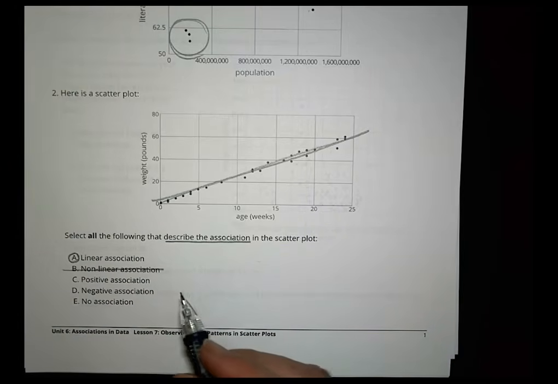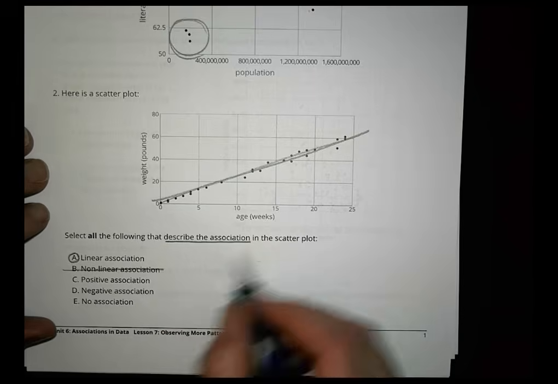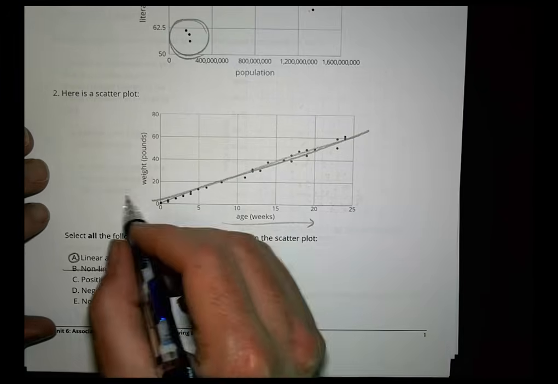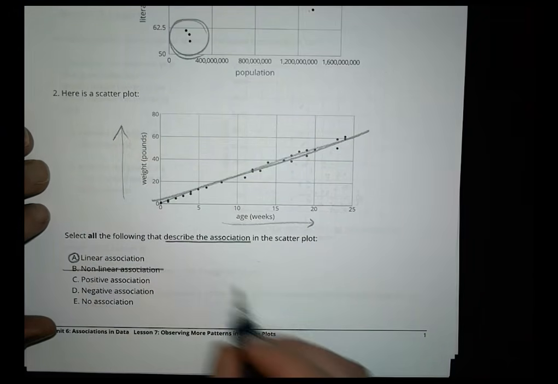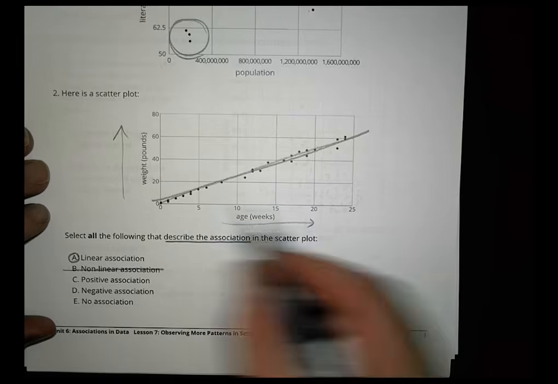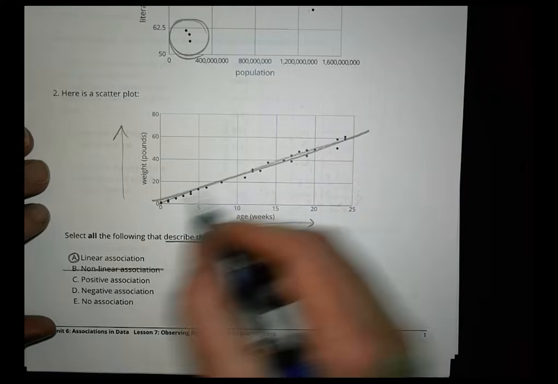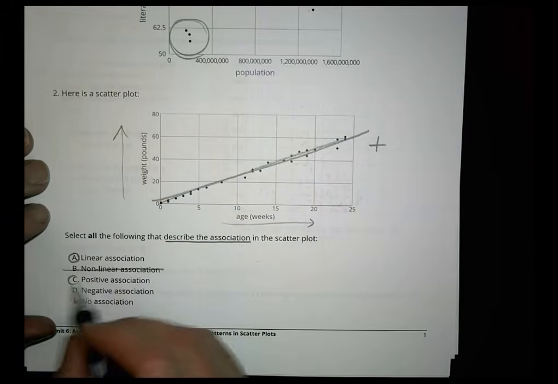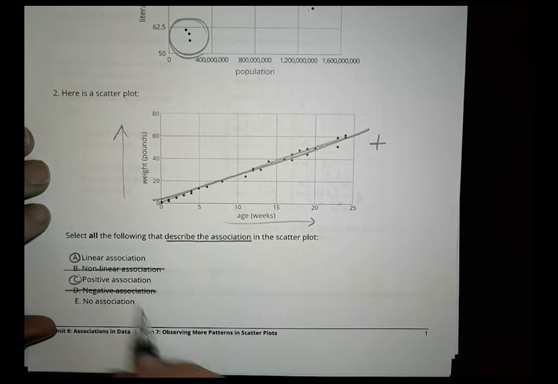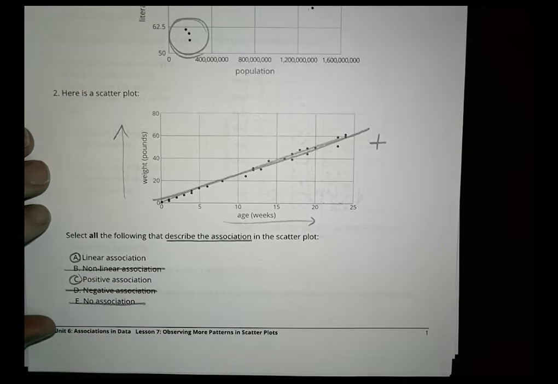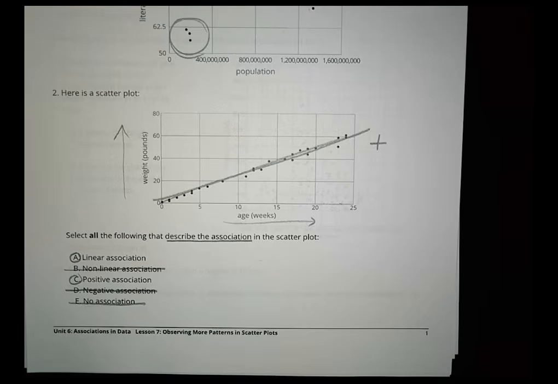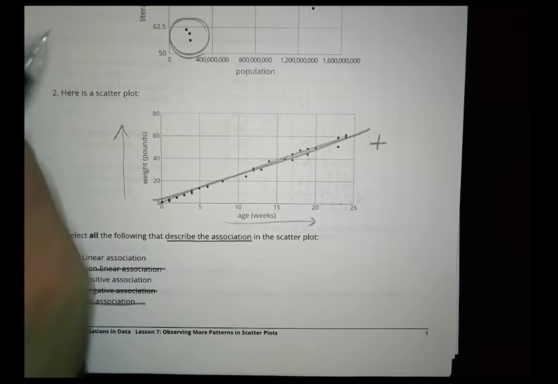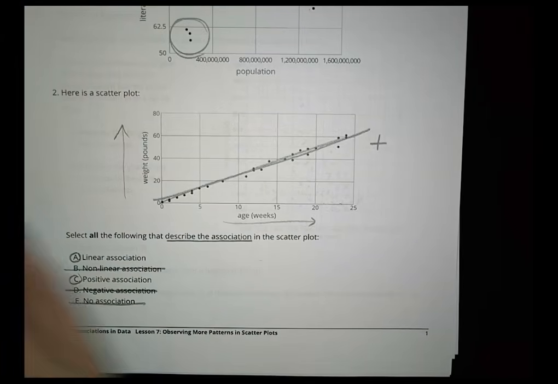Positive association means that as the age increases, the weight increases. Is that true? Yep. As this goes up, this also goes up, and that's a positive association. True, which means it's not a negative, and it also means it's not a no association. So that's what we would say for number 2. All right, number 3.